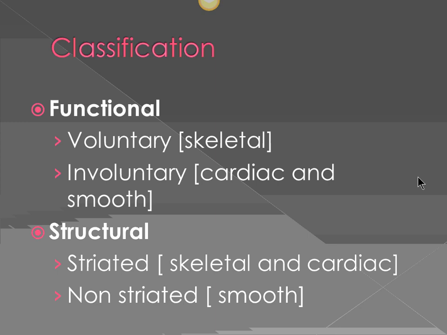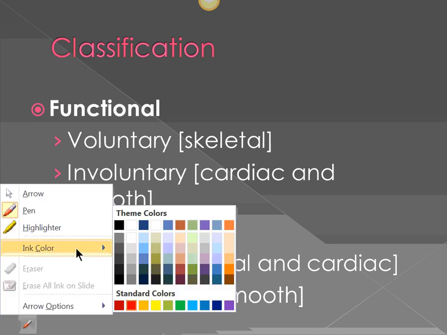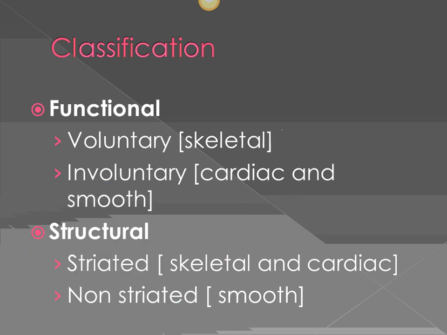And you'll see later that anything which is voluntary is supplied by a part of the nervous system which is known as the somatic nervous system. So this is a good time to get used to some of these words. The nerve supply is through the somatic nervous system. In other words, the somatic nervous system is a voluntary nervous system. It controls any voluntary activity.